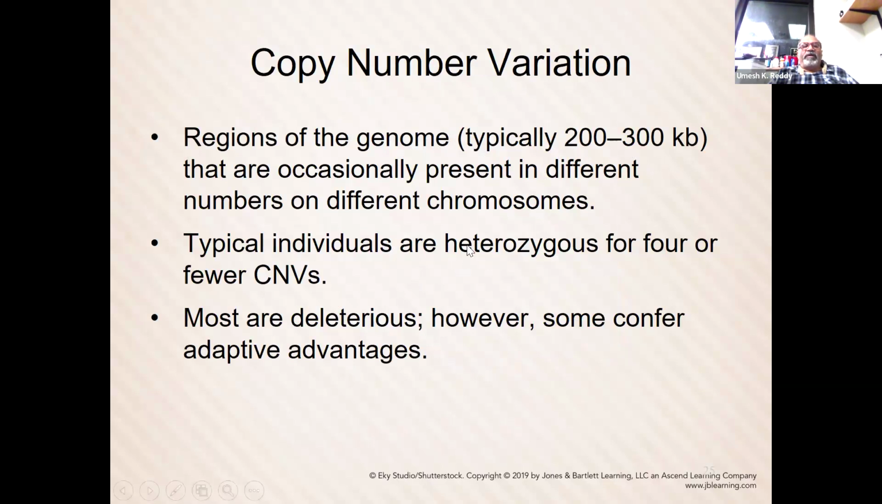So many of the individuals are heterozygous for copy number variation. Some of them are deleterious, some have adaptive advantages.